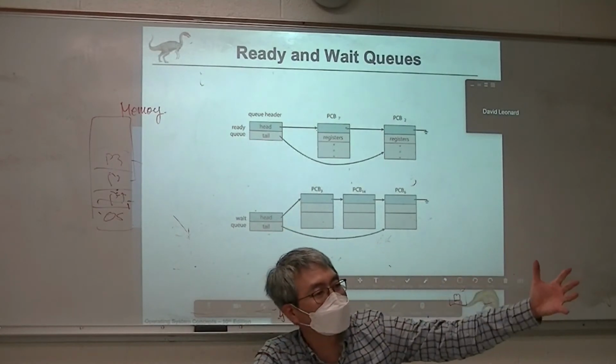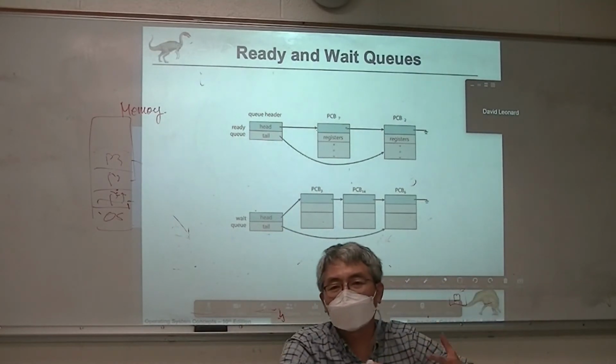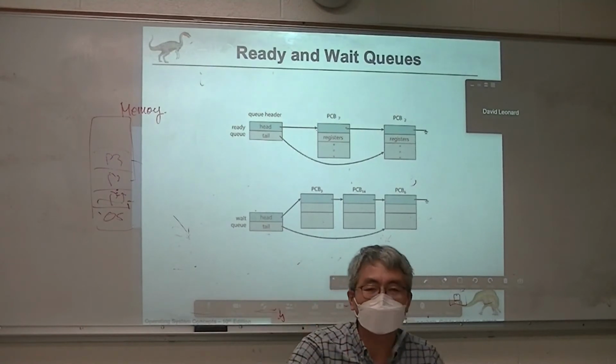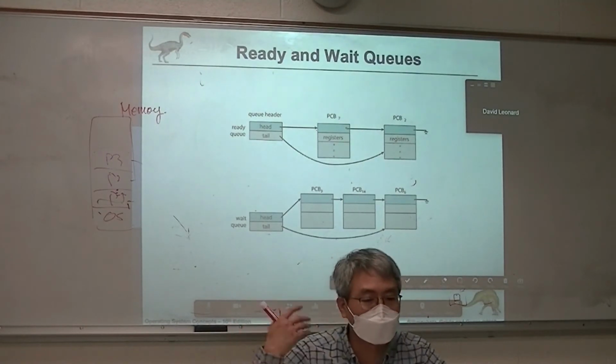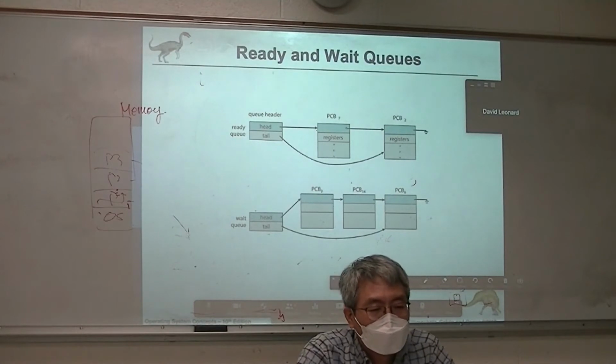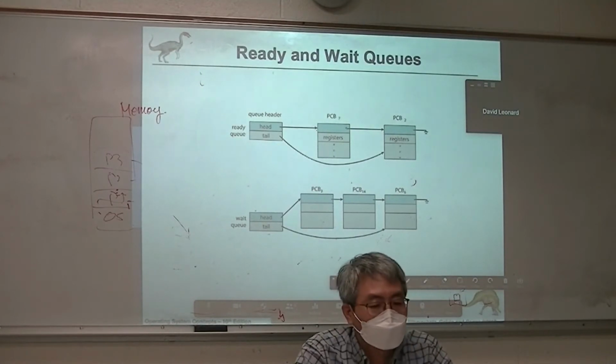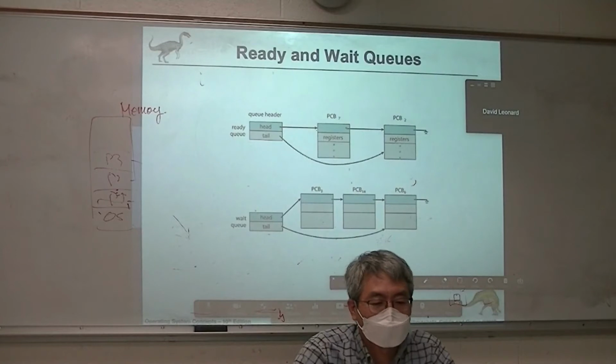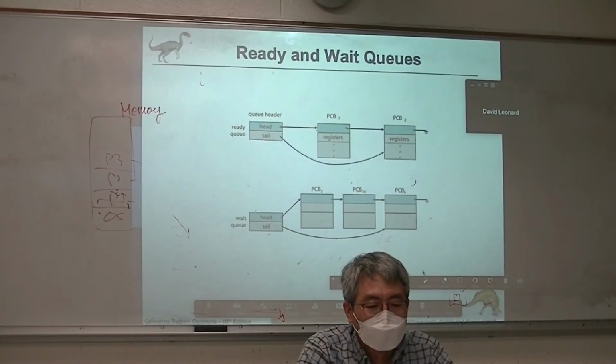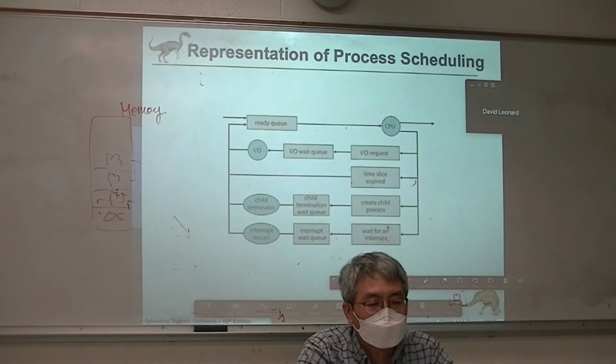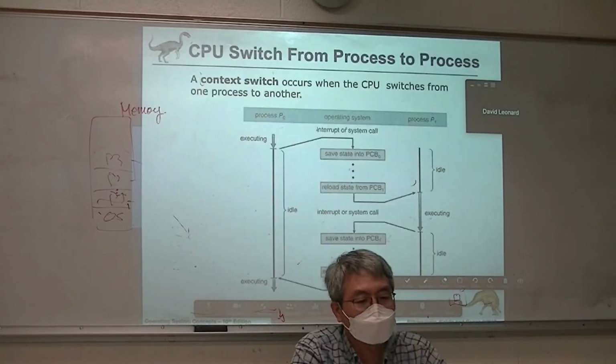Process is a data structure. I/O management is a data structure. Memory is a data structure, and so is the algorithm. So as you can see, this is the ready and wait queue for the process management. So we will see more details of the scheduling later.